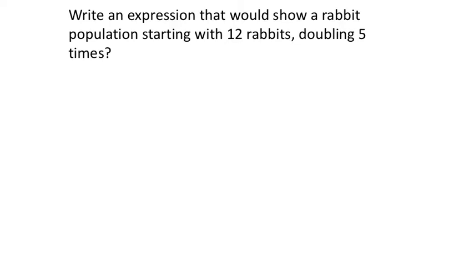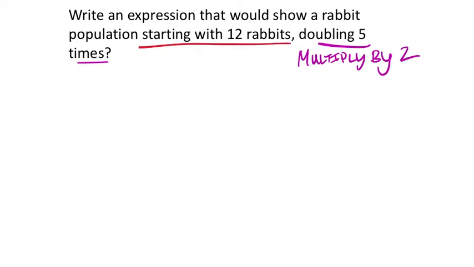So for this one, we've got a rabbit population, and it said you're going to start with 12 rabbits, and after that it's going to double 5 times. So double means that we're going to multiply by 2. Okay, so multiplying by 2, 5 times. Now we could write the exponential equation for this one, and we know it's exponential because it's repeatedly being multiplied by 2. So again, this is just another way that we can know that we're dealing with something that is exponential.